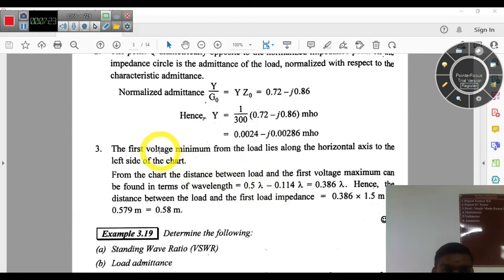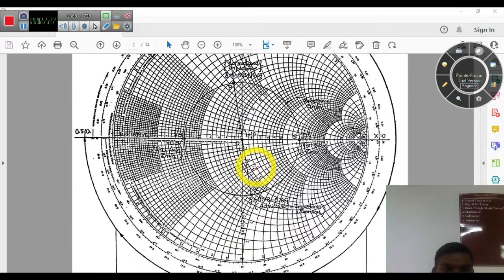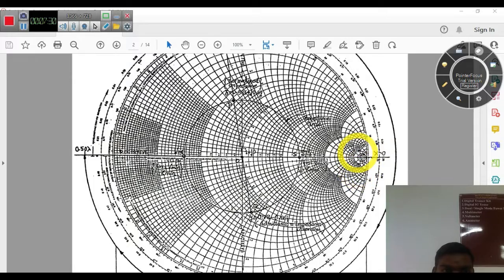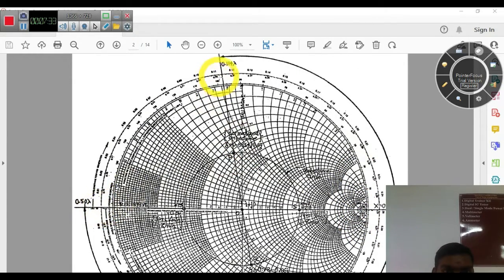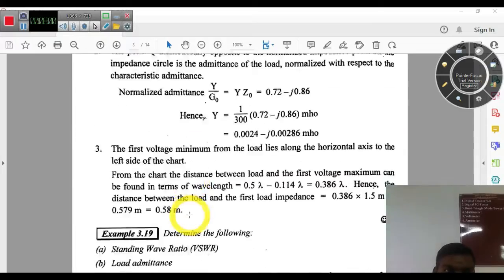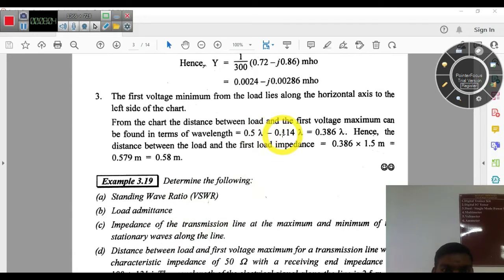And the third question is the first voltage minimum from the load, right? Here this is the voltage minimum and this one is the voltage maximum. So you have to find the distance between the first voltage minimum and the load. From this point you have to calculate the distance to this load. So we just extend the line from OP to the outer circle, that's all. And we already know that one complete circle is 0.5 lambda. From this 0.5 lambda you subtract 0.114, and we get the remaining value given here. So 0.5 lambda minus 0.114 is equal to 0.36 lambda, and we know the value of lambda is 1.5 meter, and if you substitute the value you obtain 0.58 meter.